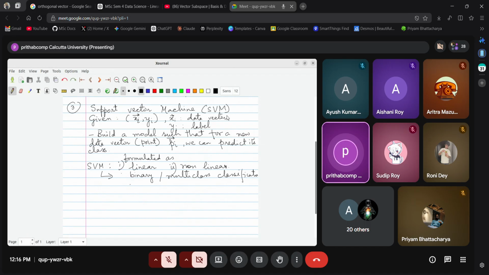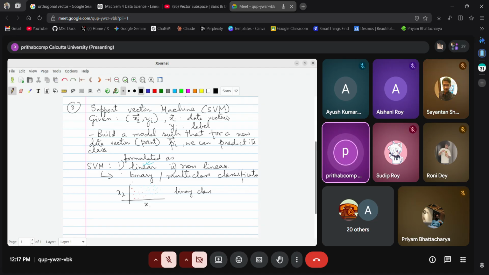So what is the meaning of linear and non-linear? Suppose you have different data points, let's say these red dots and maybe some blue dots. When we say it is a linear one, that means we are able to separate the data. I'm talking about a binary class with x1 and x2 values.